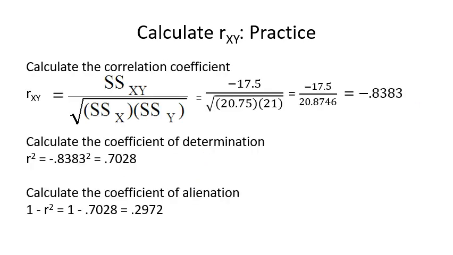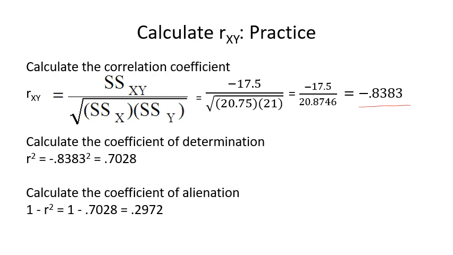Take and plug those values then into our equation, and we get a Pearson product moment correlation of negative 0.8383. I kept it to 4 decimal places, but if you just put negative 0.84, I'd be fine with that too. So that's our r. Our r squared is going to be that negative 0.84 squared.